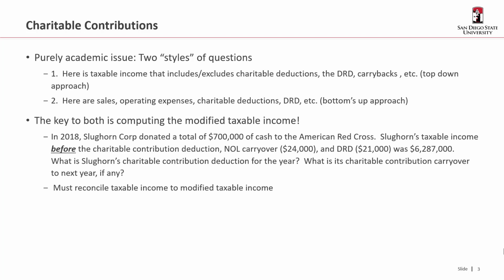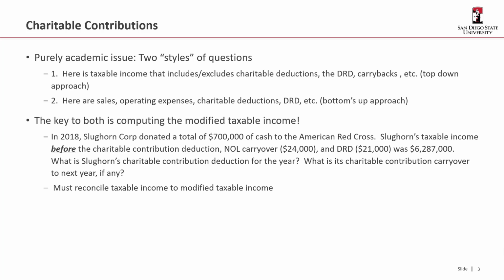So in 2018, Slughorn Corp donated a total of $700,000 of cash to the American Red Cross, so it's a qualifying charitable contribution. Slughorn's taxable income before the charitable contribution deduction, the NOL carryover, and the DRD was $6,287,000. What is Slughorn's charitable contribution deduction for 2018? And if there is a carryover, what is it?